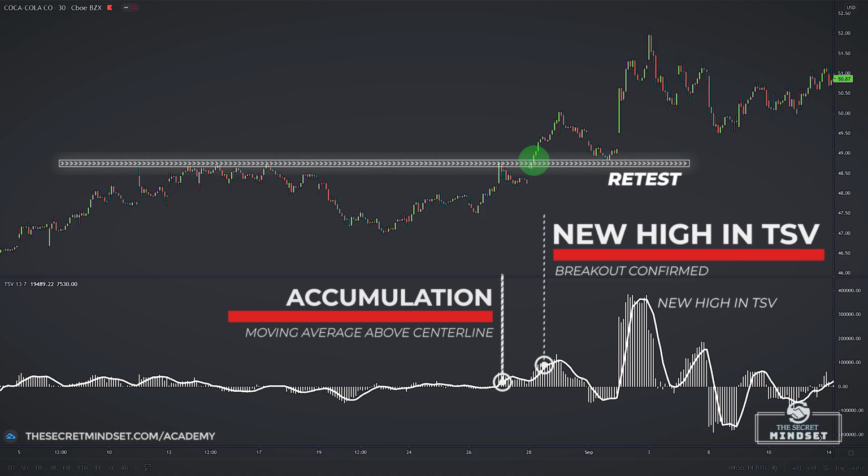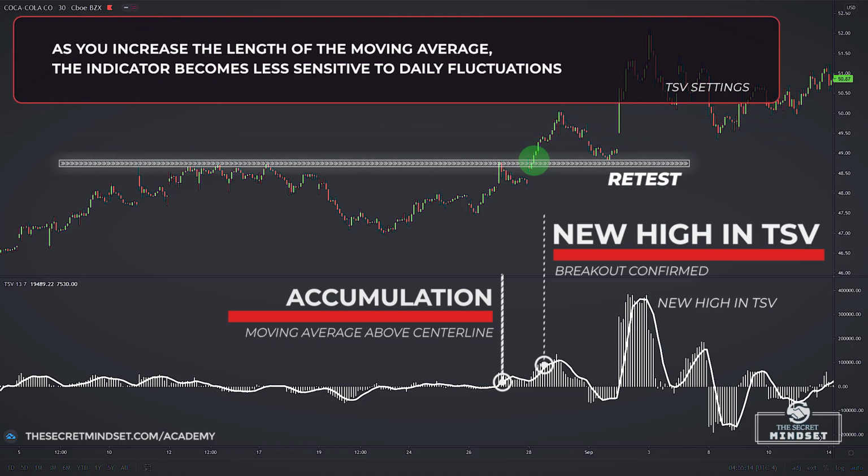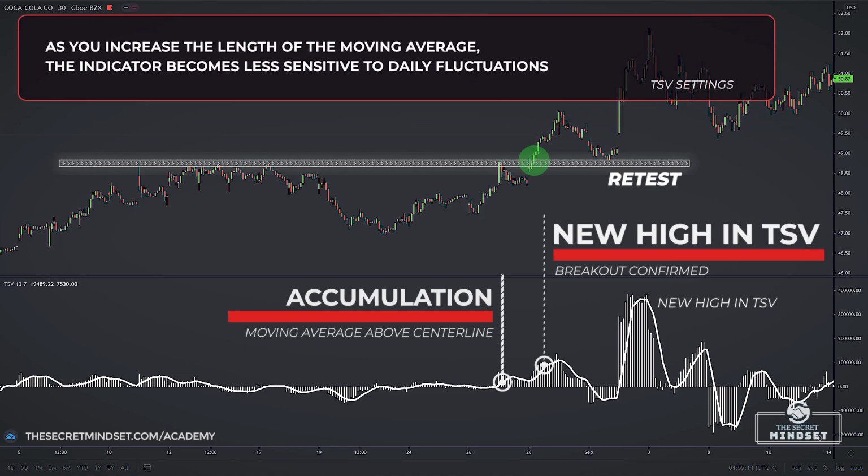Keep in mind that as you increase the value of the moving average, the result is a smoothing effect. However, there's a trade-off. As you increase the length of the moving average, the indicator becomes less sensitive to daily fluctuations, and as a result, the indicator will have a greater tendency to lag price.